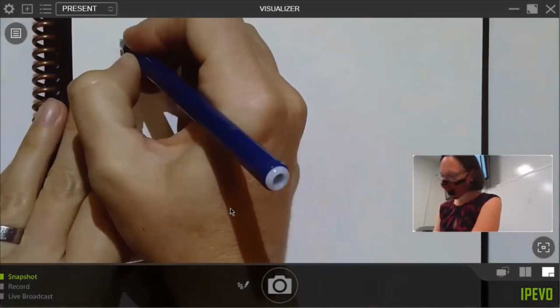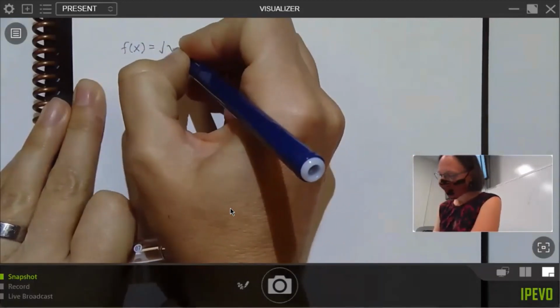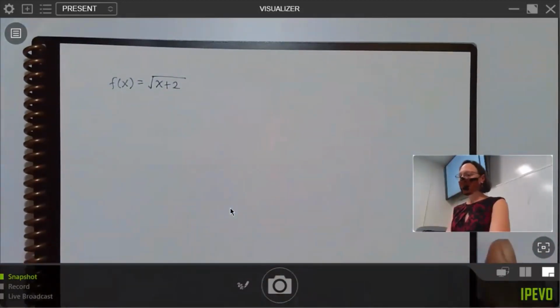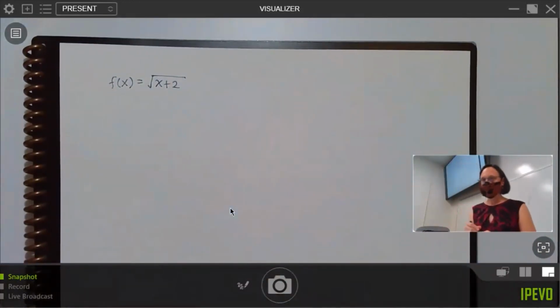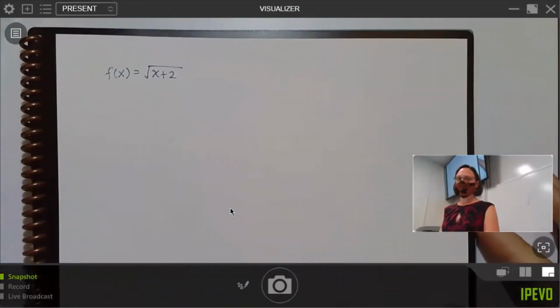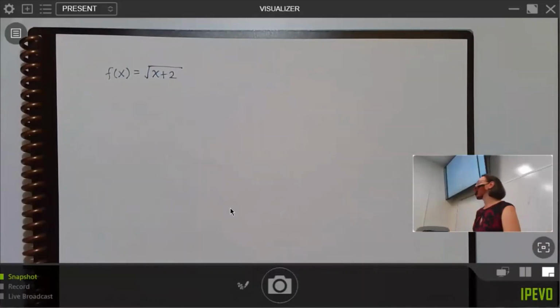Problem 3 on this practice exam, our function here is the square root of the quantity x plus 2. Let me just zoom that out just a bit. Okay. So we're asked to do a bunch of things with this function. And the first one is to determine whether it's one-to-one. Now, there are several different ways that we can decide that something is one-to-one.